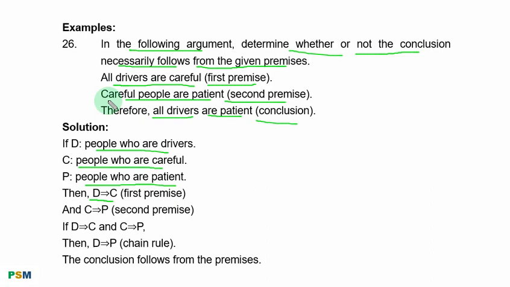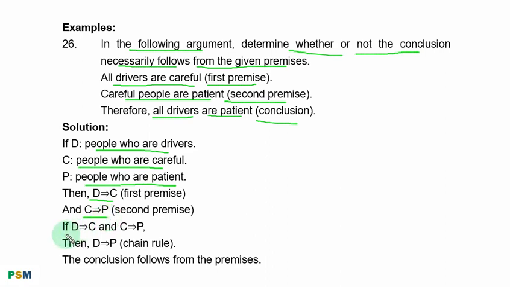careful people are patient, because it takes patience to be careful. You are doing something. It takes patience to be careful until you achieve the result. For that reason, C, people who are careful, implies people who are patient. That is, C implies P.